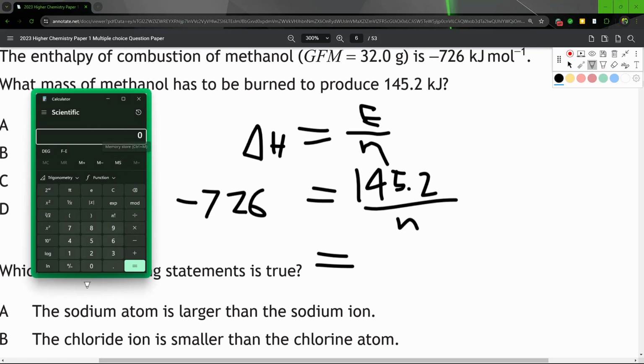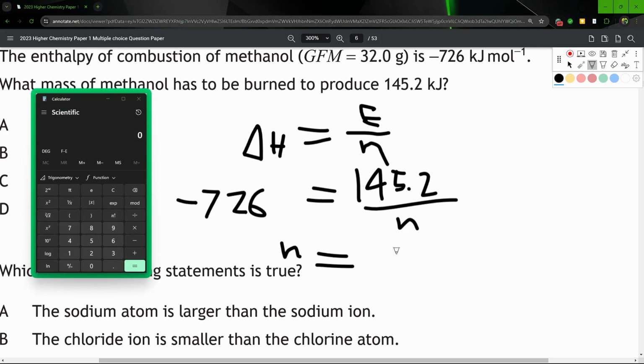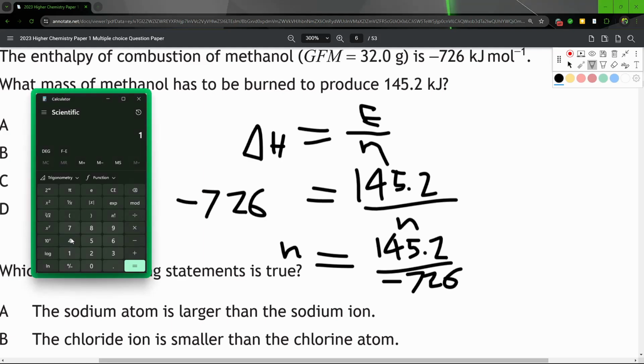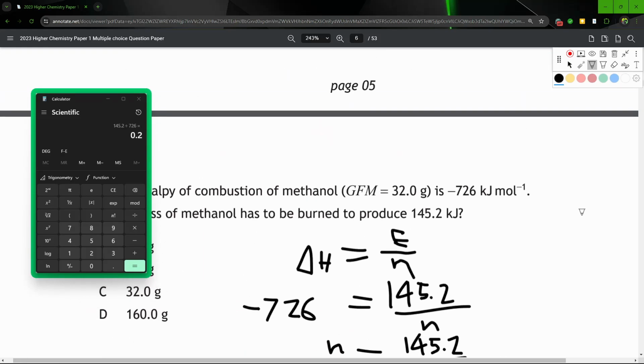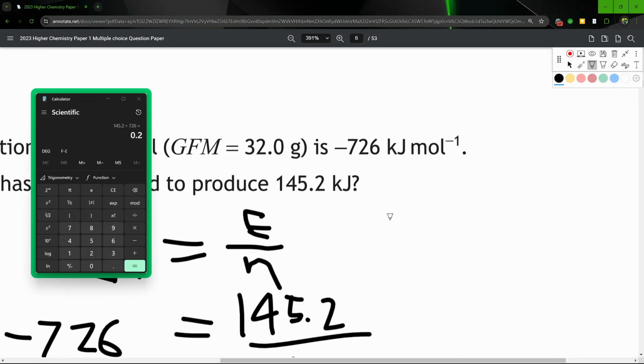So what I'm going to do here is rearrange this. So n equals 145.2 over 726, but minus signs do not matter at this point. You're not going to get negative energy unless you're doing something stupid with the Casimir effect. So I'm just going to ignore that. And we're going to get 0.2 moles. Now all we need to do here is calculate the mass from that.